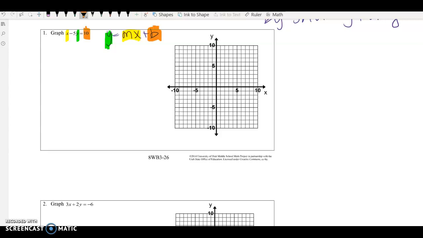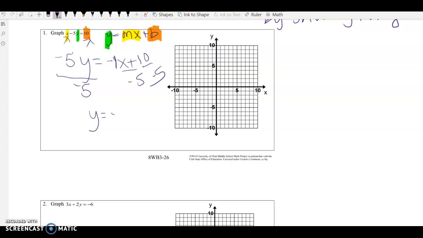So my goal is to get the green guy all by himself. So to do that, I need to move the yellow guy over. The opposite of positive 1x is to subtract x on both sides. So now I get negative 5y equals negative x plus 10. Now how do I get y by itself? I divide everything by negative 5. I now have y equals, technically there's an invisible 1 right here. So negative 1x divided by negative 5 is negative, or sorry, a negative divided by a negative is a positive 1/5 x. 10 divided by negative 5 is negative 2.